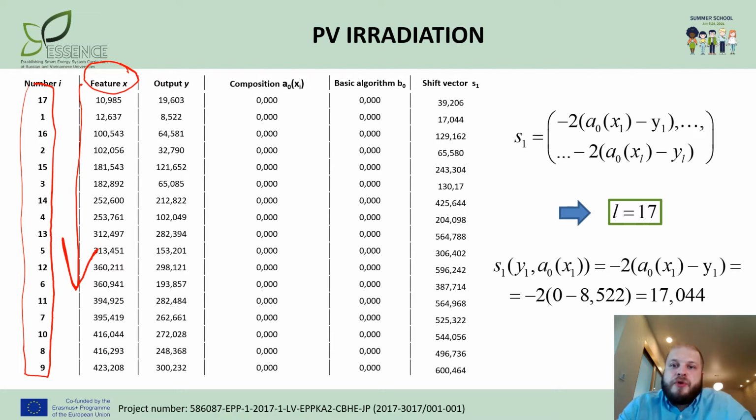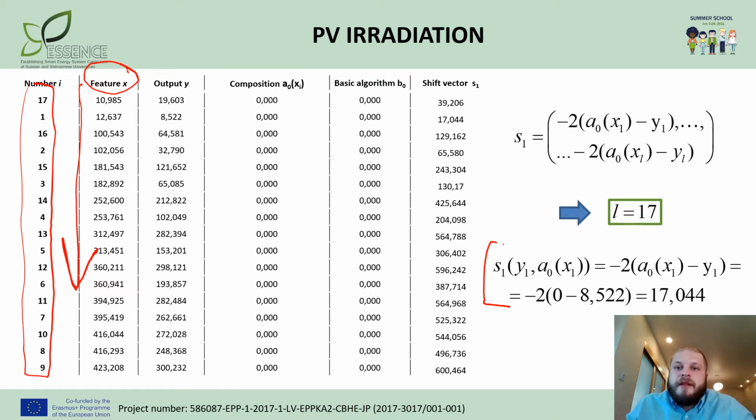Okay, so for sorted values, we need to calculate the shifting vector. For output 1, so it's y1, and 0 composition of x1, we get 17.044. And actually, this shifting vector has such a mathematical formulation, as it can be treated as a derivative of the anti-gradient function. A derivative of the loss function used for our algorithm. So it's represented in such mathematical formulation.